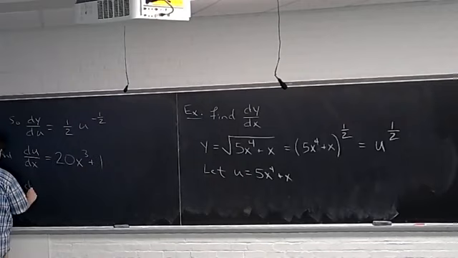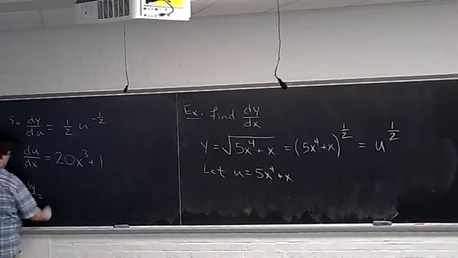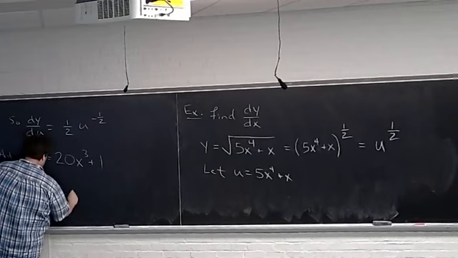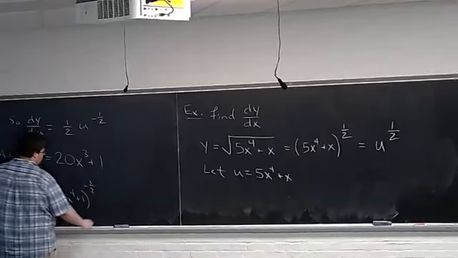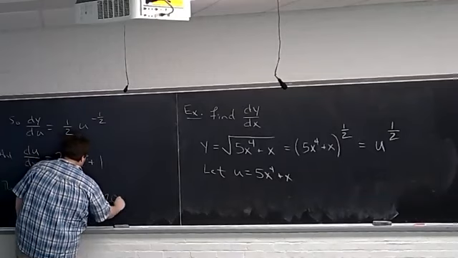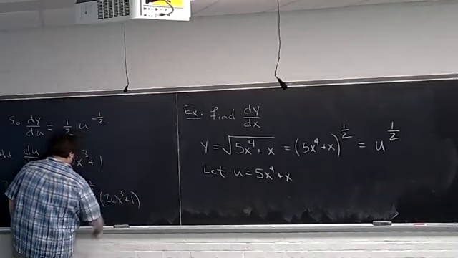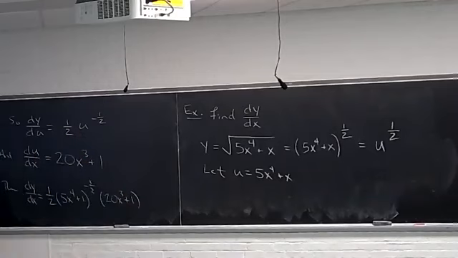So now dy dx is these two multiplied together. Half u to the negative half times 20x cubed plus 1. You could write that as a fraction, 20x cubed plus 1 over 2 root 5x to the fourth. What am I doing? That's wrong.